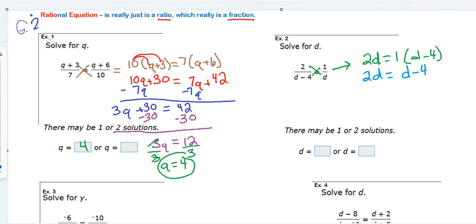All right, next step. We want to get this d on this side, so this is 1d. So we'll subtract it here. Subtract 1d there. 2d, take away 1d, just leaves us a d, equals negative 4. And that's our answer, negative 4.